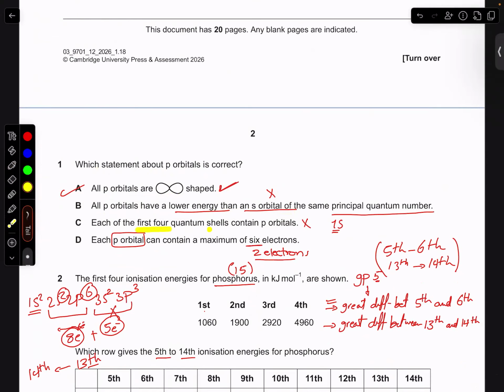The first 4 quantum shells contain p orbital. No, the first one contains only s. Each p orbital contains a maximum of 6 electrons. Wrong. Each p subshell, not p orbital, has 6 electrons, or each p orbital has 2 electrons. So the answer is A.